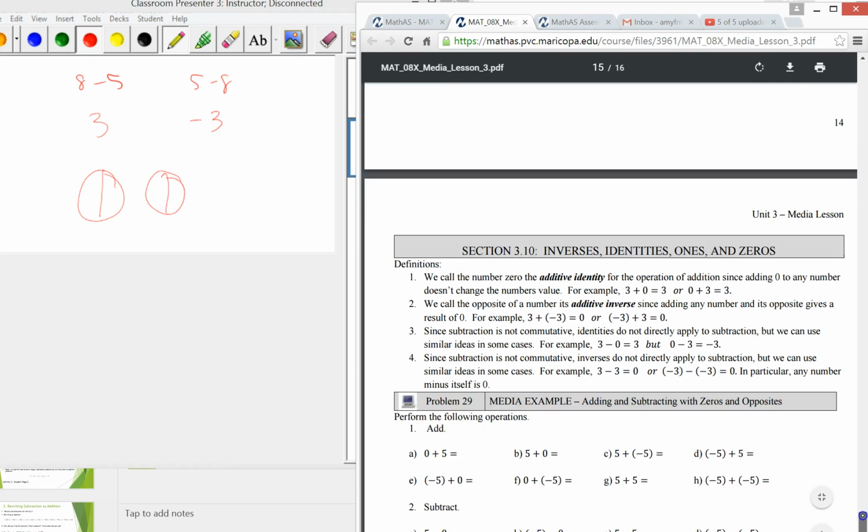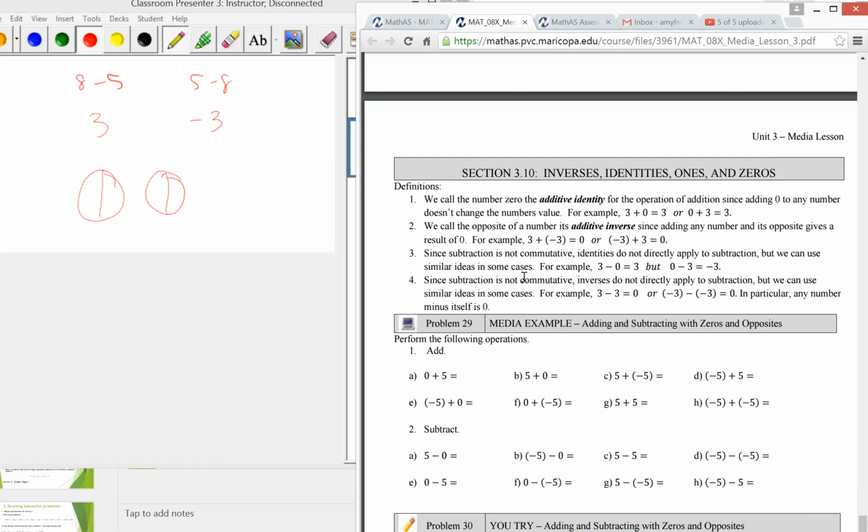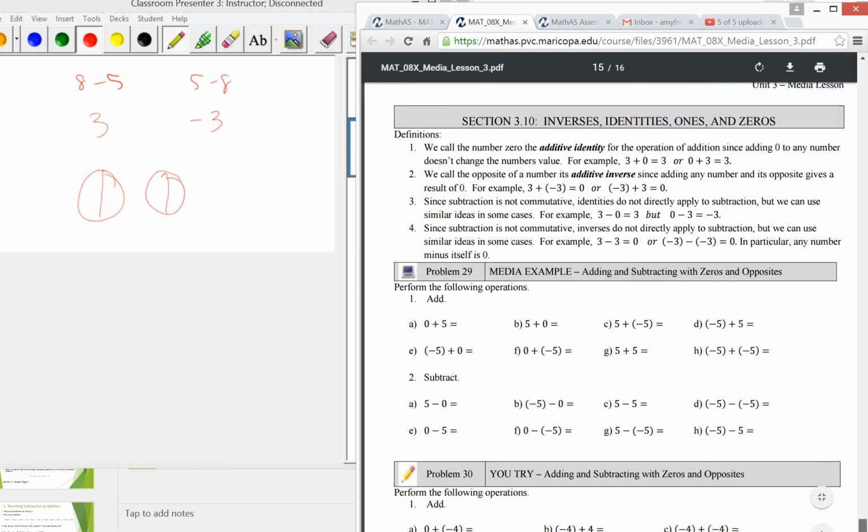And the last section, inverses, identities, ones and zeros. So this is pretty straightforward, traditional. We talk about additive identities and inverses and just have them look at a bunch of problems. The idea being when they're looking at all these problems, they're strategically clumped together so they can start to recognize patterns. Adding zero doesn't change the output. Adding a number and its opposite gets you back to 0.